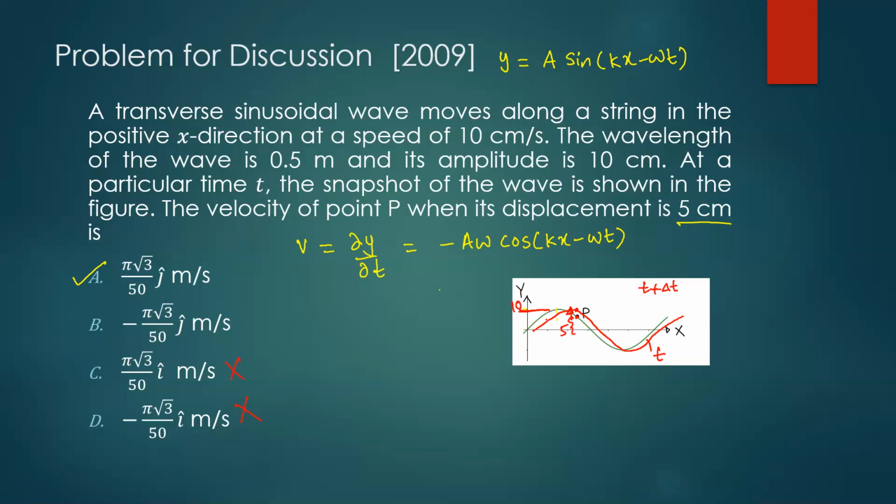If I take a look at this a by 2, this is a by 2, this is also a by 2. So when you are looking at the angle, this will happen at 30 degrees and this will happen at 150 degrees. So this kx minus omega t, I will take it as 150 degrees. You understand? Are you with me? kx minus omega t will be 150 degrees.